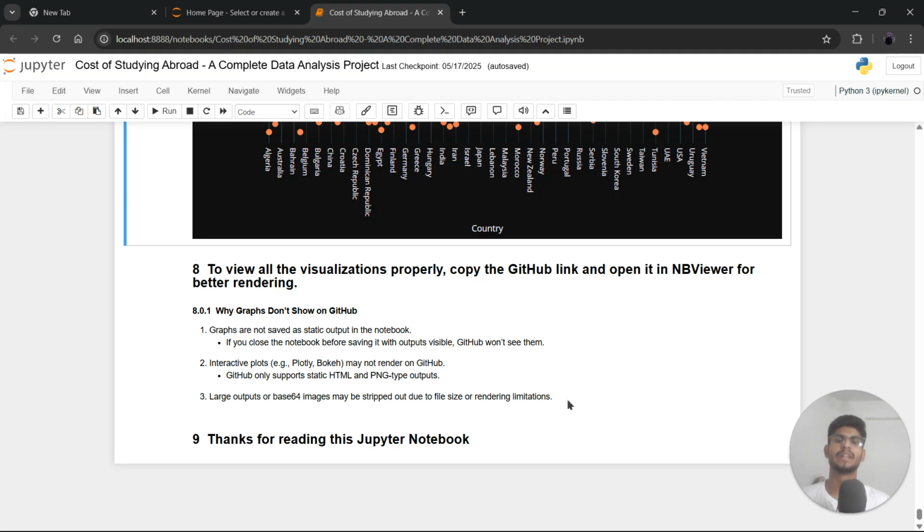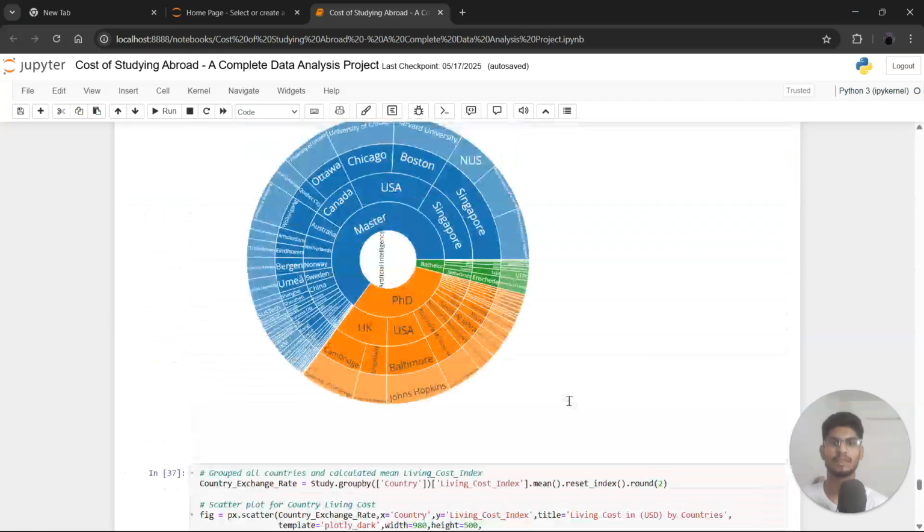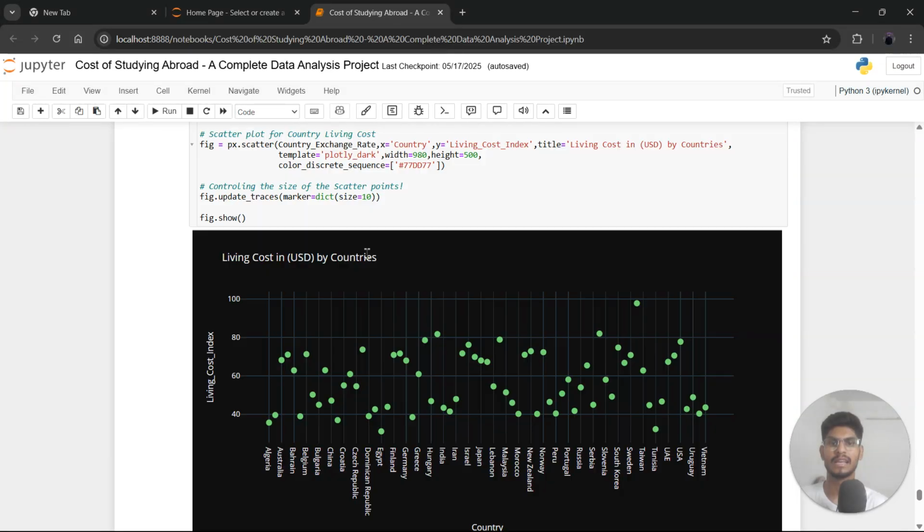Thanks for reading this Jupyter notebook. And before completing this, I want to give you the best ideas about why I'm doing this. I will be giving my GitHub link below, and you can see my code, how I have created this notebook and which function is doing what. And I have created multiple charts by using Plotly, Plotly Express.